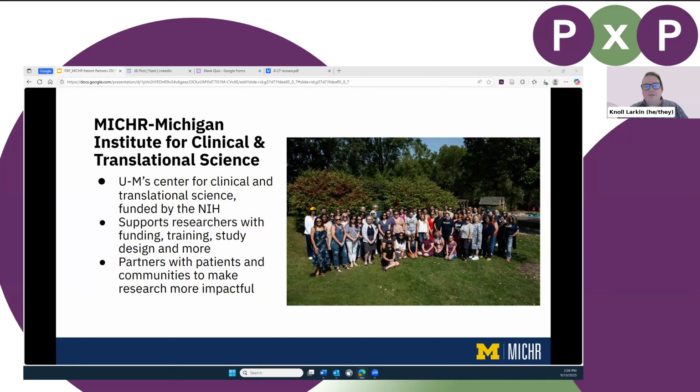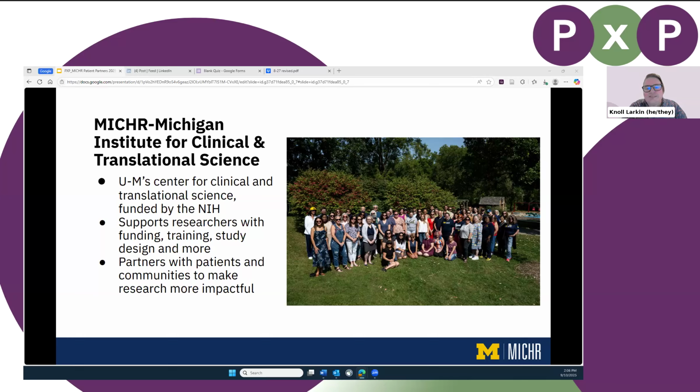So a little background about MISHAR and our program. We're University of Michigan's hub for clinical and translational research. We're supported here in the US by the National Institutes of Health's Clinical and Translational Science Award Program. We're one of over 60 different centers or hubs here in the US. We bring together support for research teams, design, help to fund studies, help running studies, sharing results. And a big part of that is patient and community engagement.